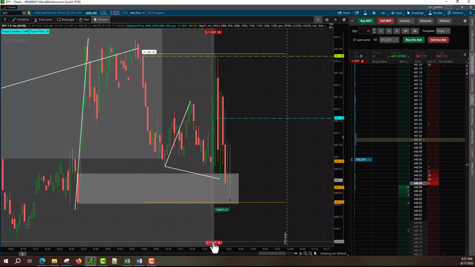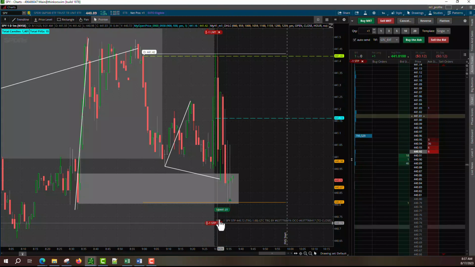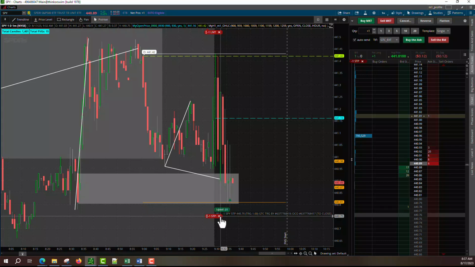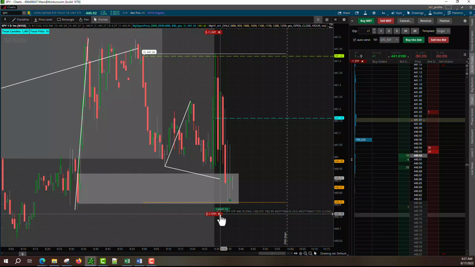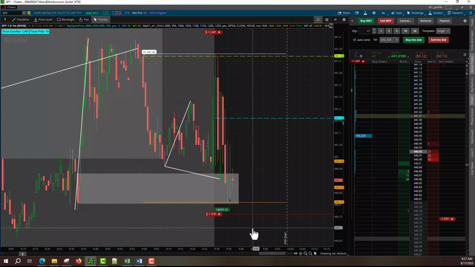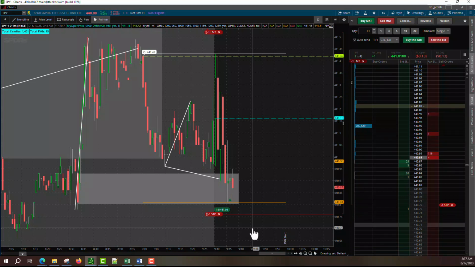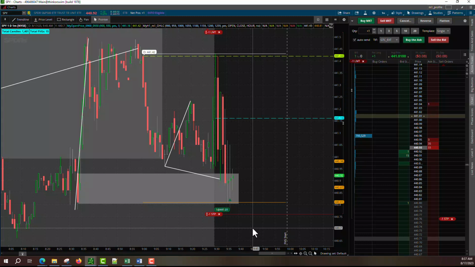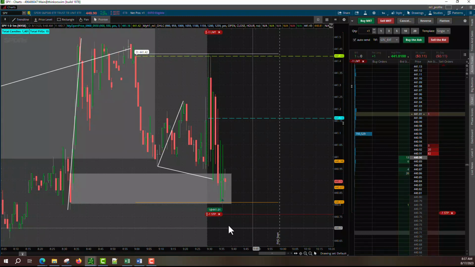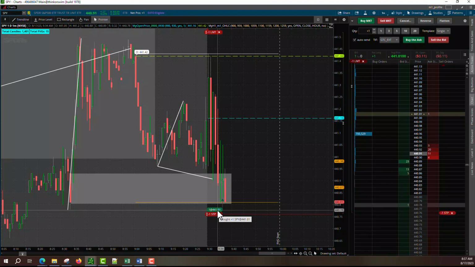Then we move our stop loss right here, just below here. 4001. We got 4401.